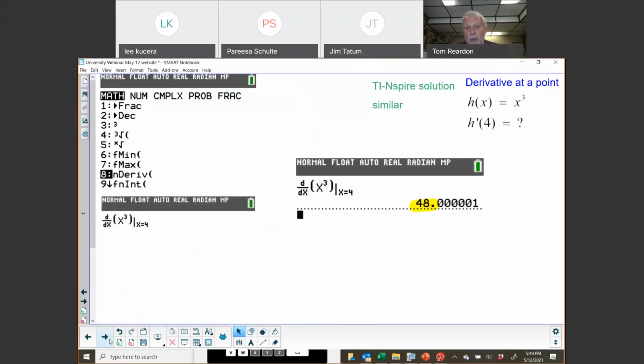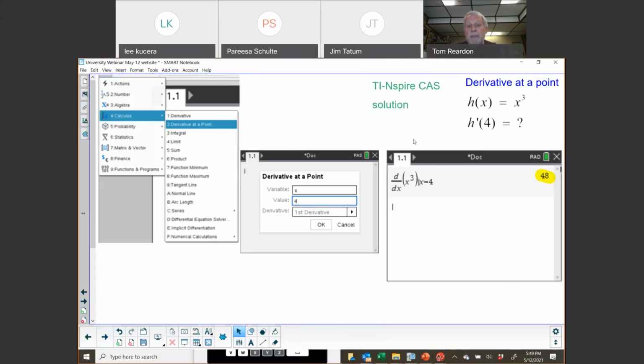Nspire has a similar way of doing this. Here is the Nspire CAS one, where you actually say, I want to take a derivative at x equals 4, and it does it for you. This is using the CAS solution.